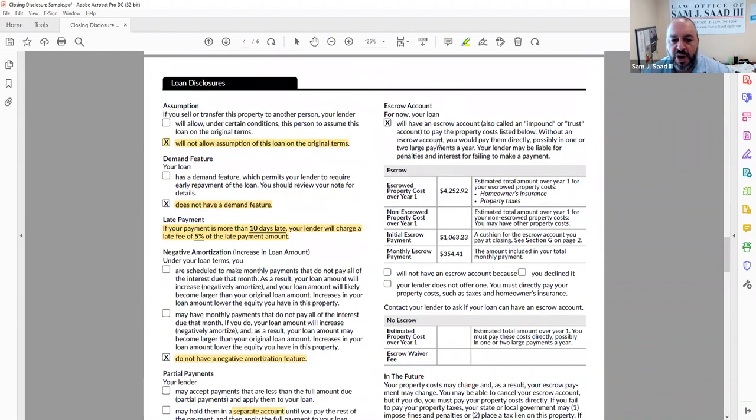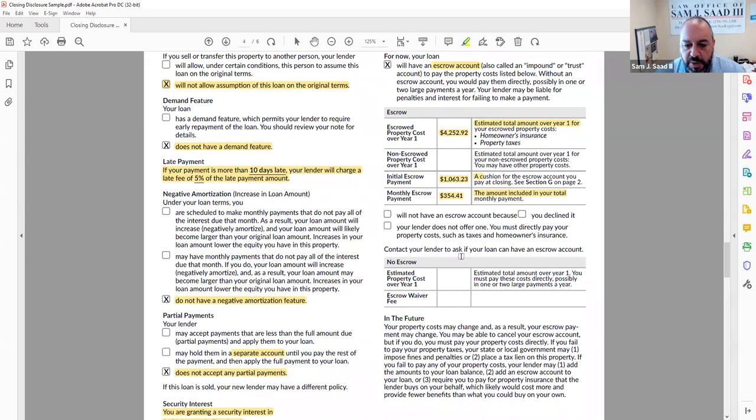Next up, there's the escrow account, the impound or trust account, it's called. This is the escrow account. It talks about the property escrows for the first year, the initial escrow payment, and the monthly escrows that'll be on top of the principal and interest. That's your PITI: principal, interest, taxes, and insurance. Your PITI payment is your monthly escrows plus your principal and interest.